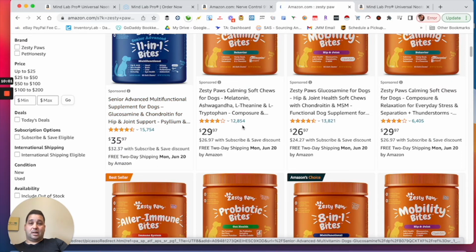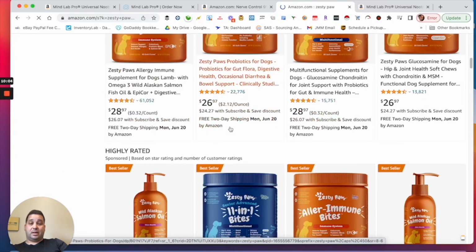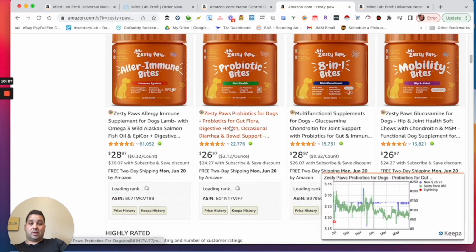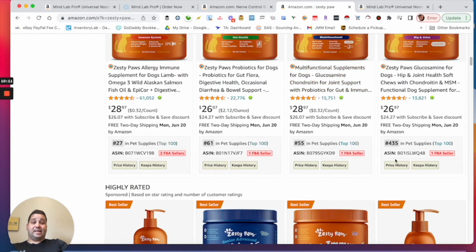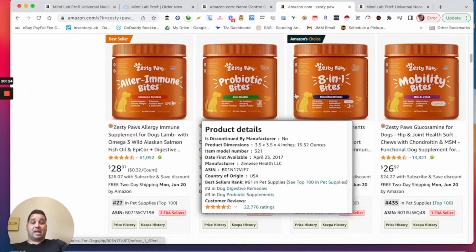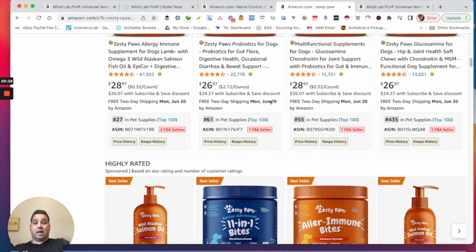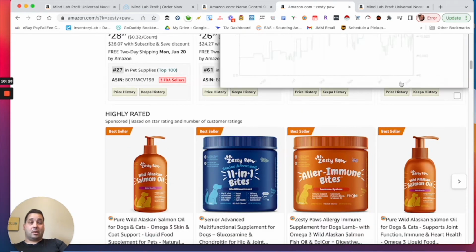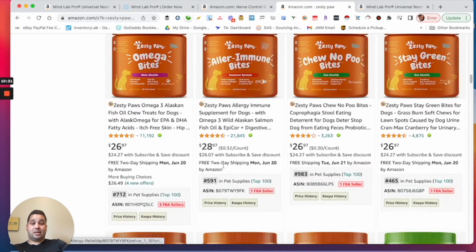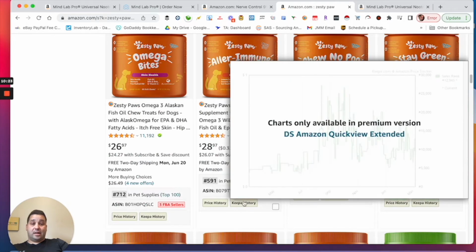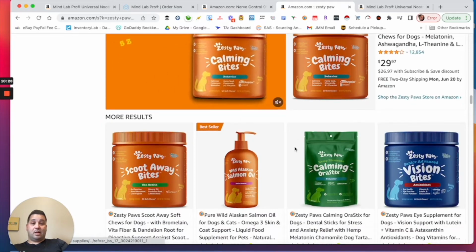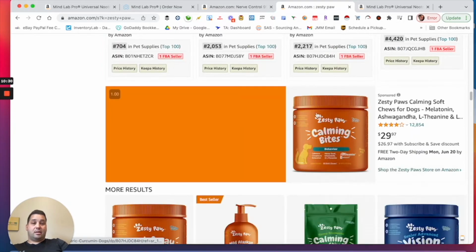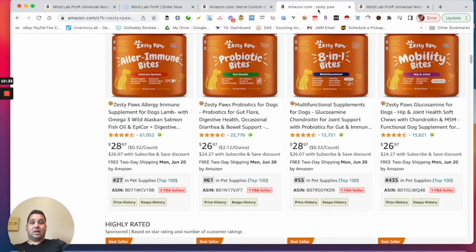All right, so it's going to populate everything. Give it a second here. And you could see what their other products look like that they're selling. These here, you could see they all have one seller, 2 sellers, one seller, so on and so forth. So yeah, that is another way to check what the other listings the brand has.